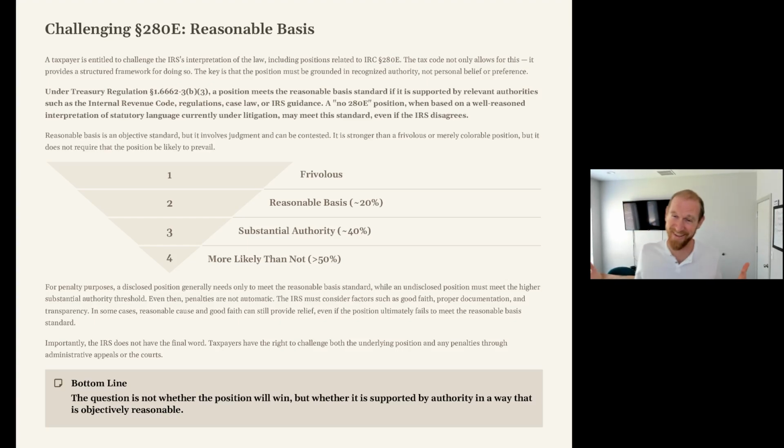But do we not have reasonable basis? What is reasonable basis? A position meets the reasonable basis standard if it is supported by relevant authorities, such as the Internal Revenue Code, of course, regulation, case law, or IRS guidance. So that would be like substantial authority. A no-280E position, when based on a well-reasoned interpretation of statutory language currently under litigation, may meet this standard even if the IRS disagrees.